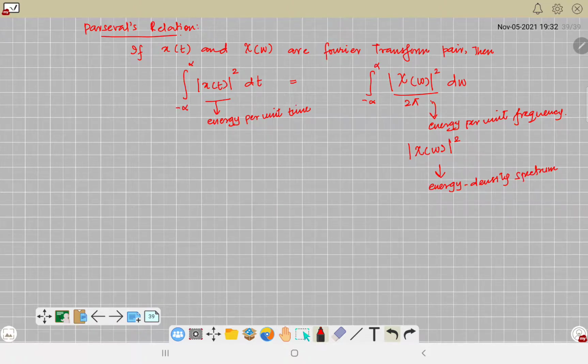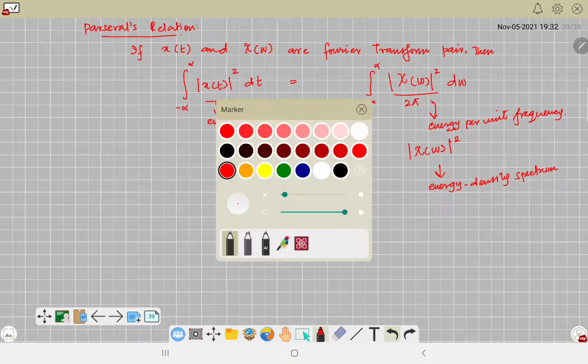Fine, because it tells you what is the energy content in the individual spectral components, individual frequencies. You learn about the physical significance of this relation in the communication course. Here we will try to establish this relationship: the total energy content in the time domain and the total energy content in the frequency domain.